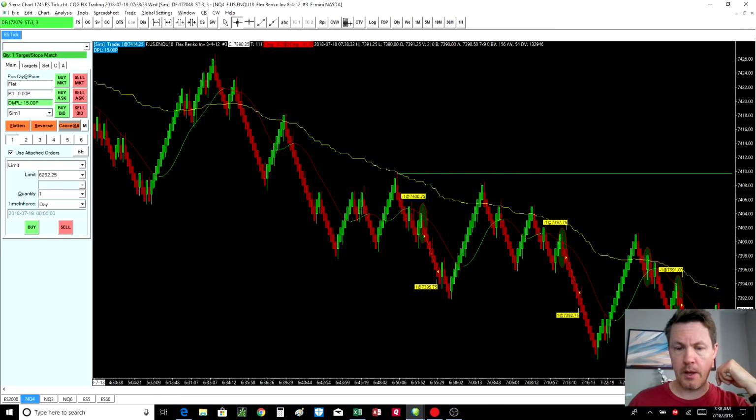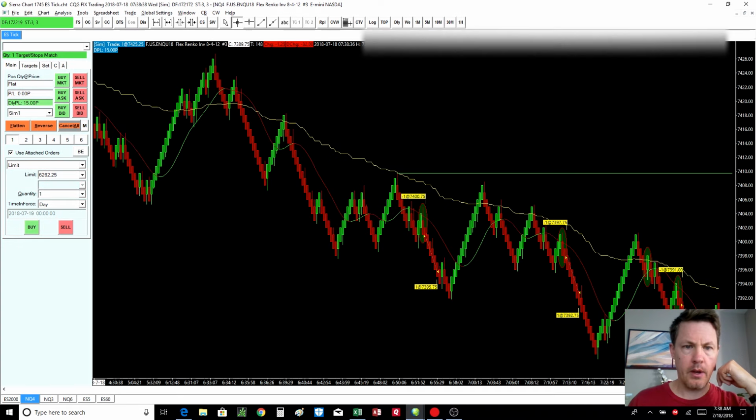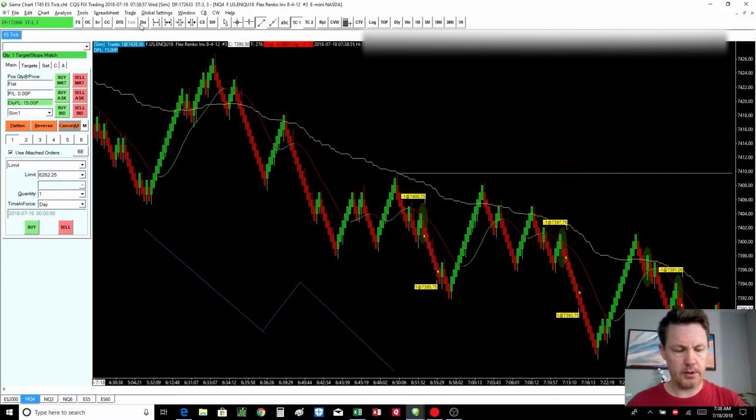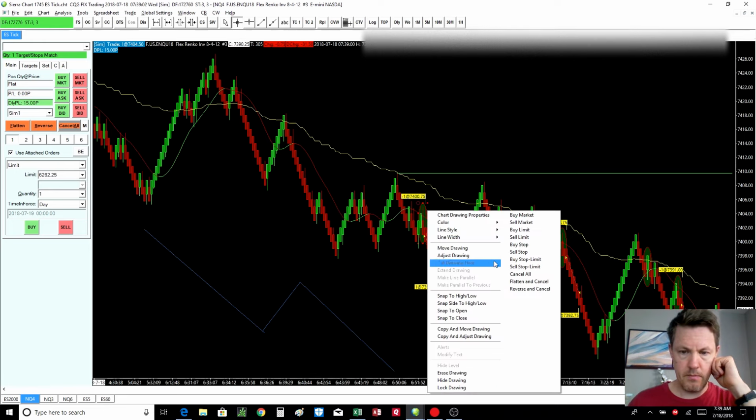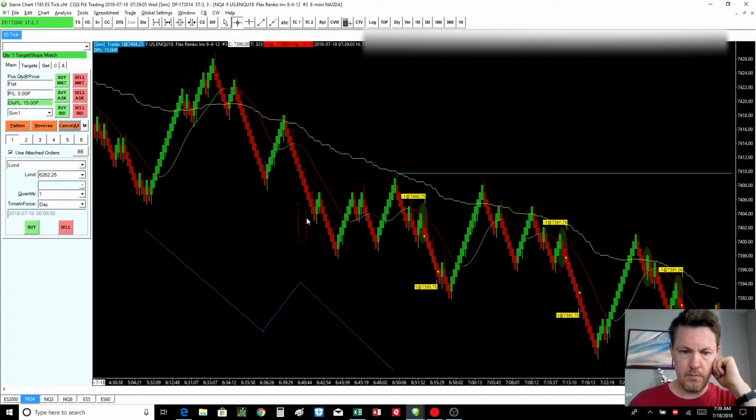And again, with this strategy, basically I'm just trading the trend. So I'm looking for a strong trend and then a pullback, and then a reversal and continuation of the trend. So I'm trying to trade my entry basically right there and just get a scalp.